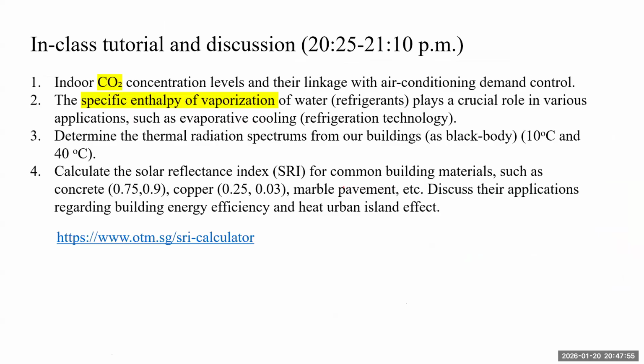Then the third is thermal radiation, because we always mention there is an atmospheric window. If your thermal radiation has a spectrum between 8 to 13 micrometer, there is a window: water vapor and carbon dioxide will not absorb the heat, and it will leave into space. So what's the reason? I'll give an example, and I ask you to do the simulation, the thermal radiation spectrum.